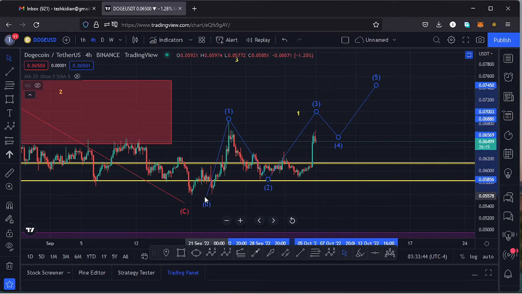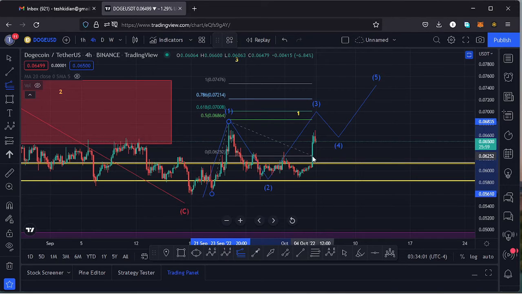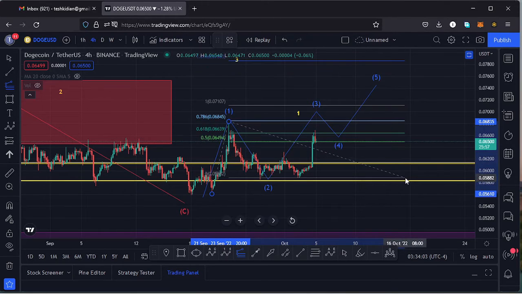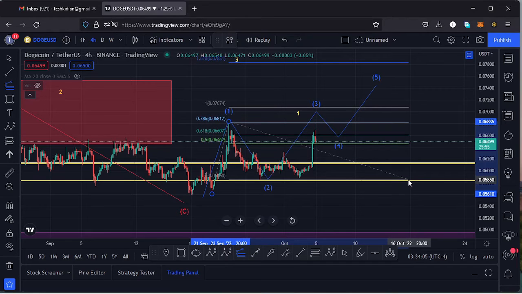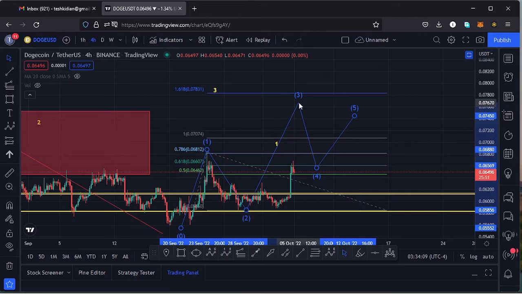And getting a target area for that third wave to the upper side, I can use the trend based Fibonacci's, connecting them from the low of the wave 1 to the high of that wave 1, then dragging the fibs to the low of the wave 2. That gives me a minimum target area for that third wave to the upper side at the Fib level 1.618, and that is at around the $0.07 mark.